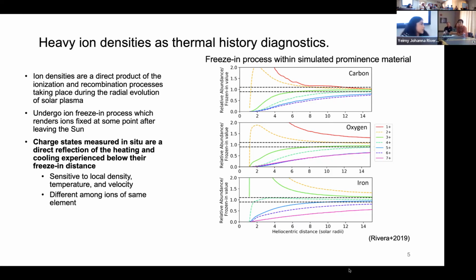And that's something that we talk about in the paper, where you actually have to follow the entire evolution up to their freeze-in point, because otherwise you really are blind to what the conditions of the plasma were at the freeze-in point.